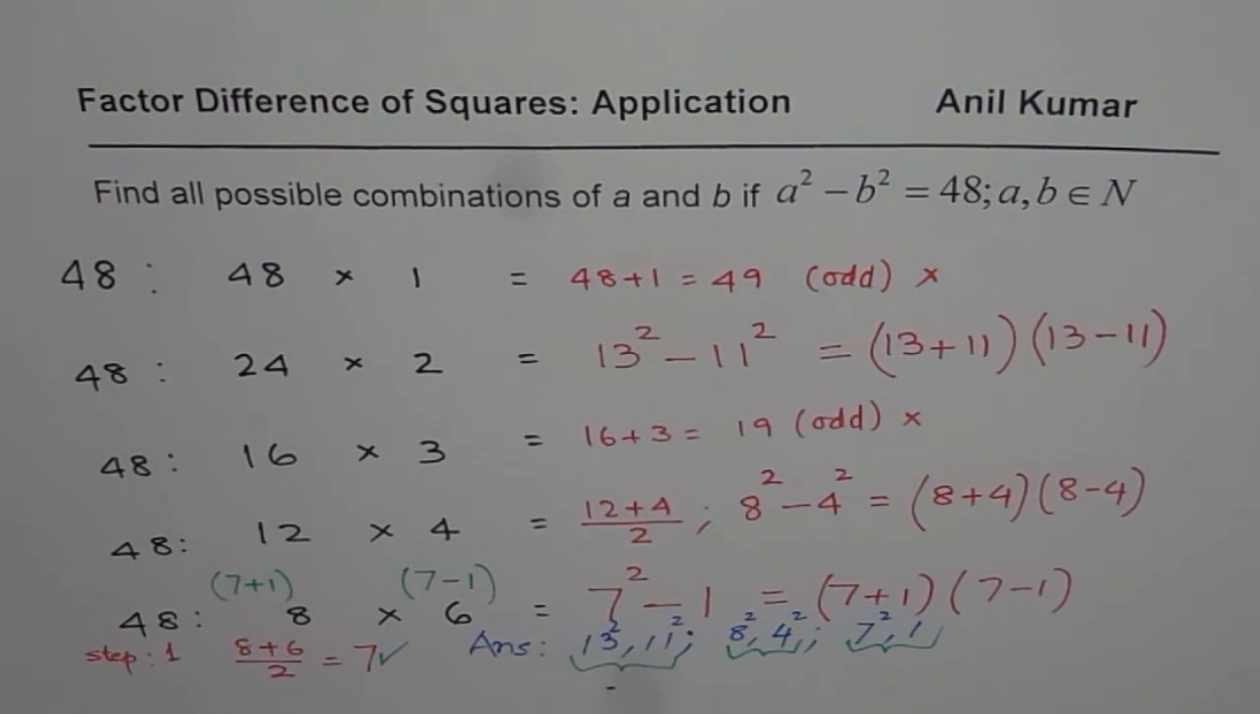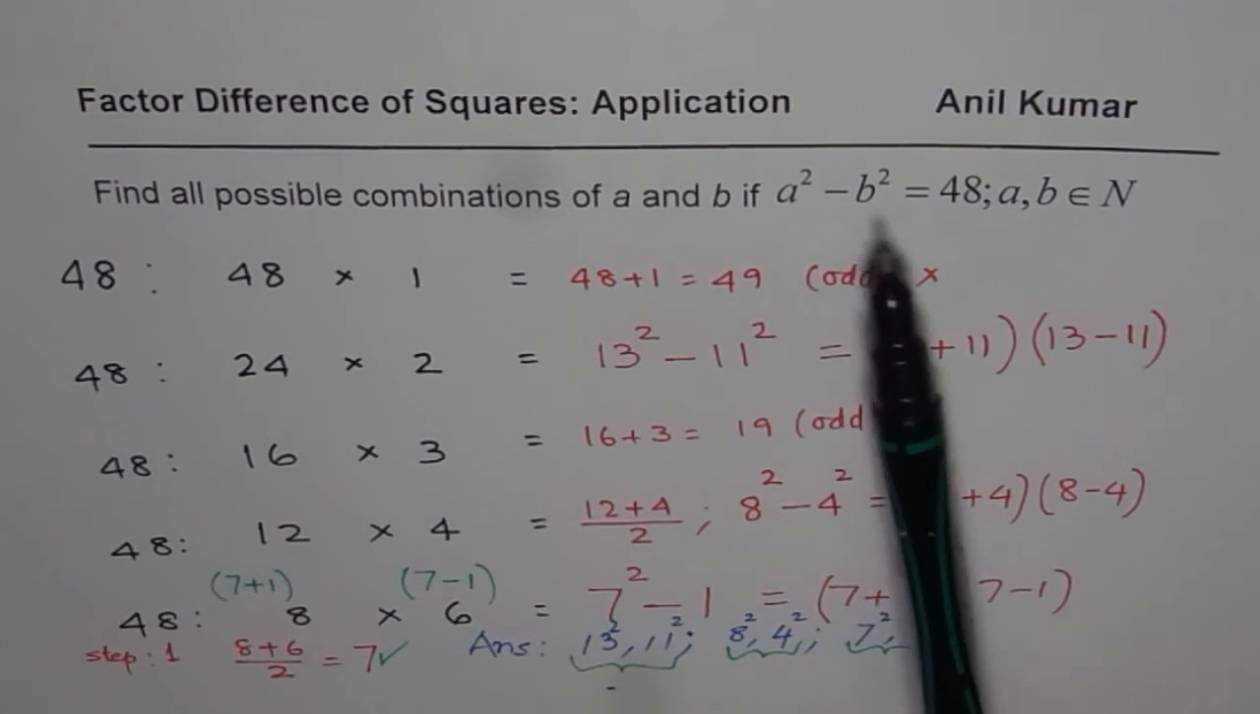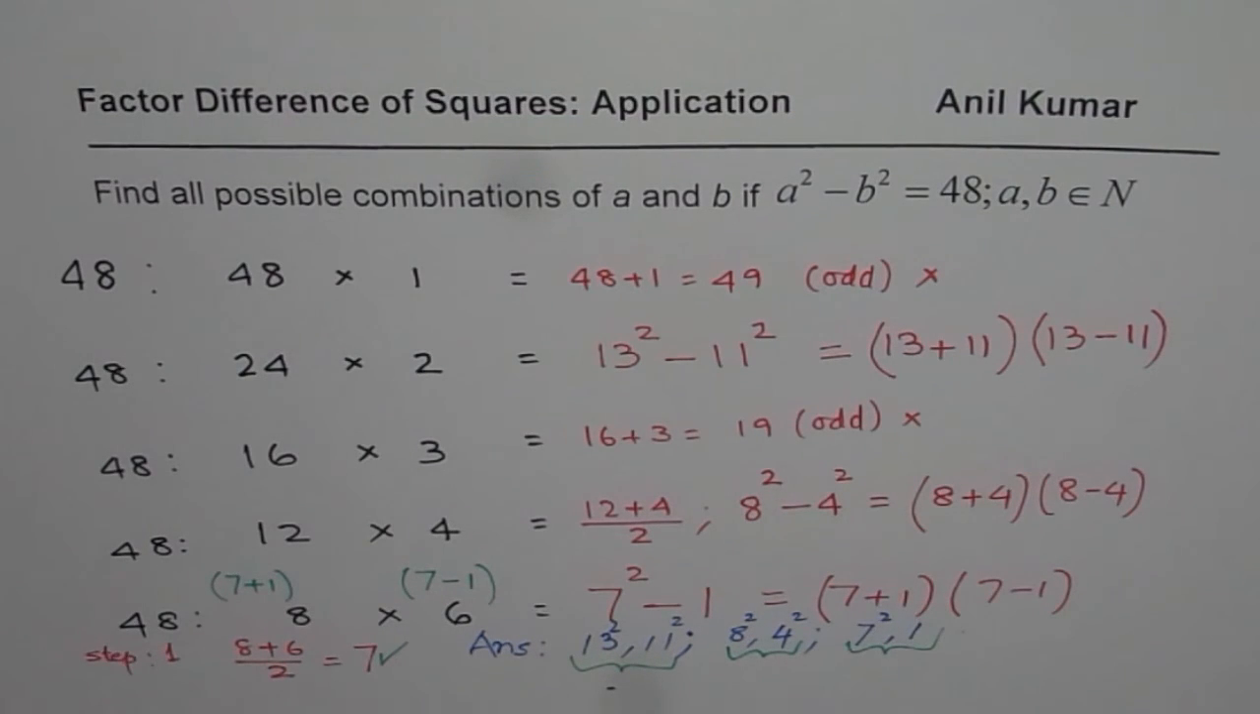That is how we can get different combinations of a and b so that a square minus b square is equal to 48. I hope you understand and appreciate the strategy.